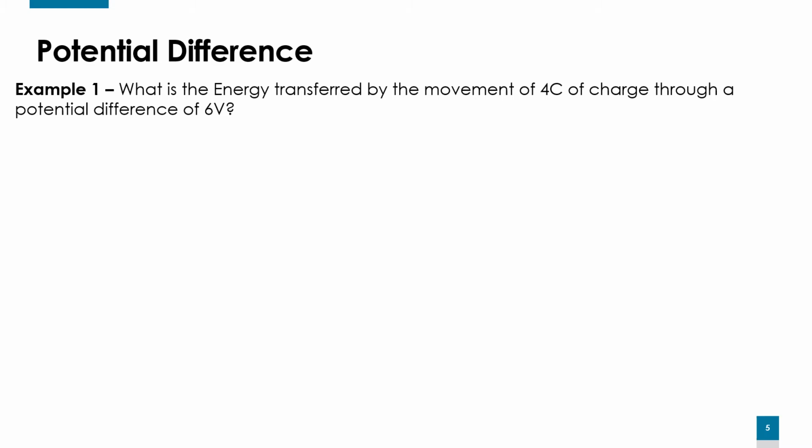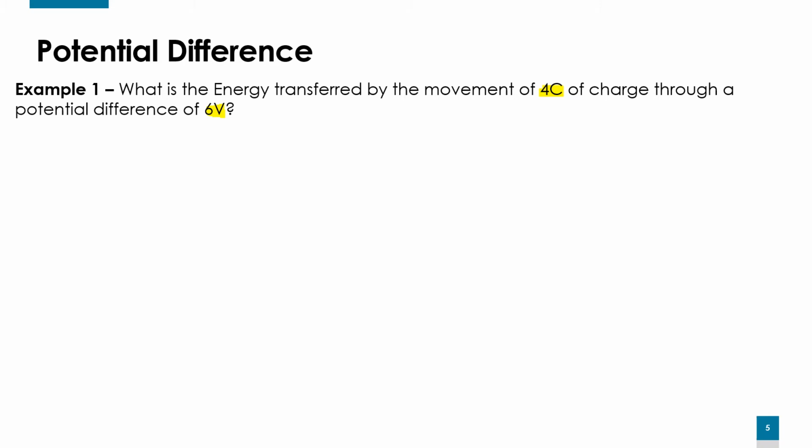Example 1. Remember, we always read one time. The second time we read, we highlight. And then we're going to make a list, okay? So first, I'm going to just read. What's the energy transferred by the movement of 4 coulombs of charge through a potential difference of 6 volt? Okay, so I just read. Now I'm going to highlight the information. I have here 4 coulomb of charge through a potential difference of 6 volt.